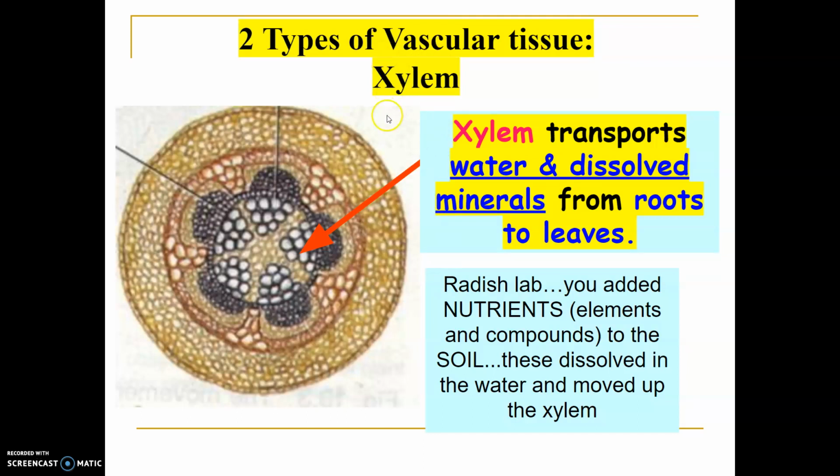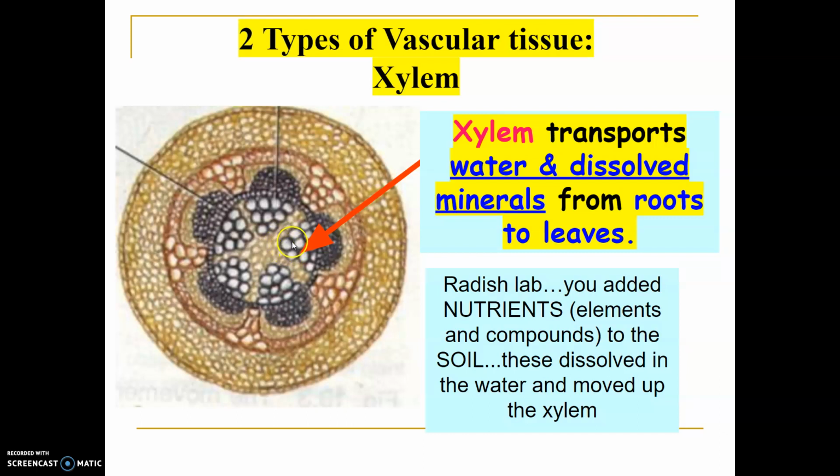The first type we'll talk about is called xylem. And xylem is the tissue that transports water plus any nutrients that are dissolved in that water. All of the water comes from the ground, goes up the roots, and it travels all the way up to the top of the plant. And it travels in there through little tubes called xylem. This is the xylem right here.